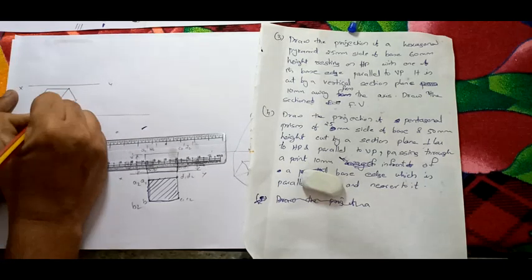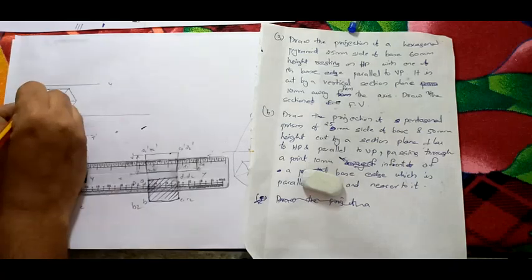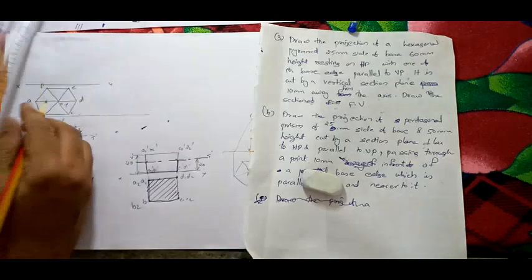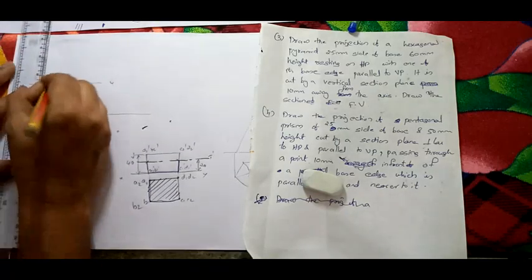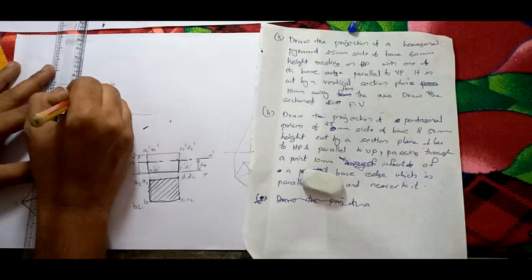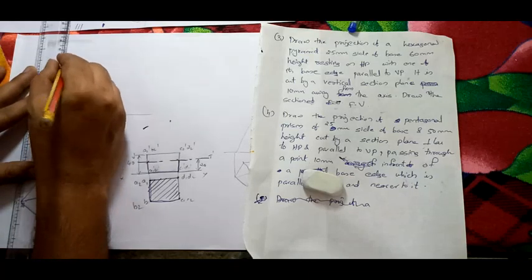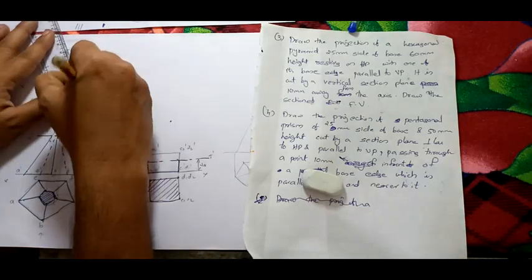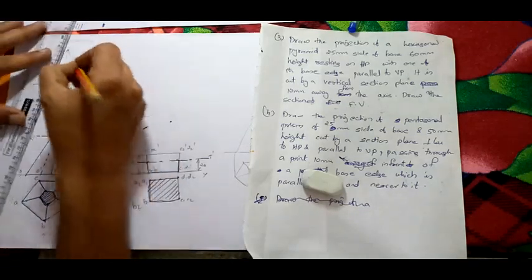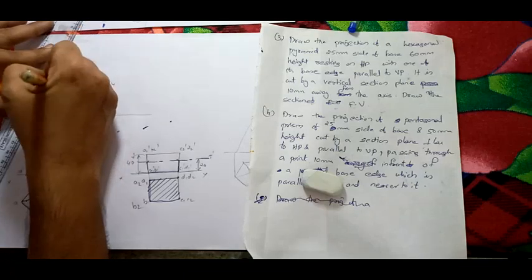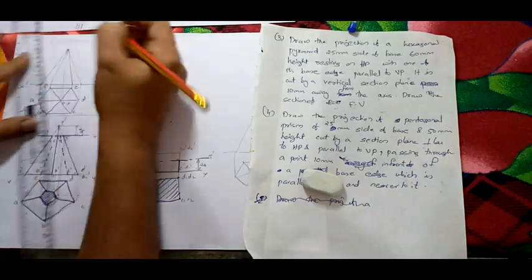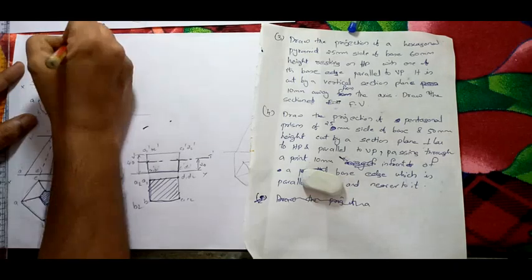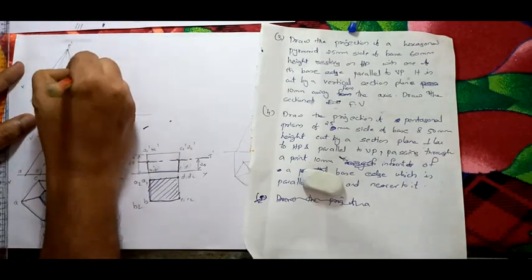So it's a pyramid: A, B, C, D, E, F, O, P. Now from here project upwards. This one is A dash, this one is B dash F dash, this one is O dash P dash, this one is C dash E dash.